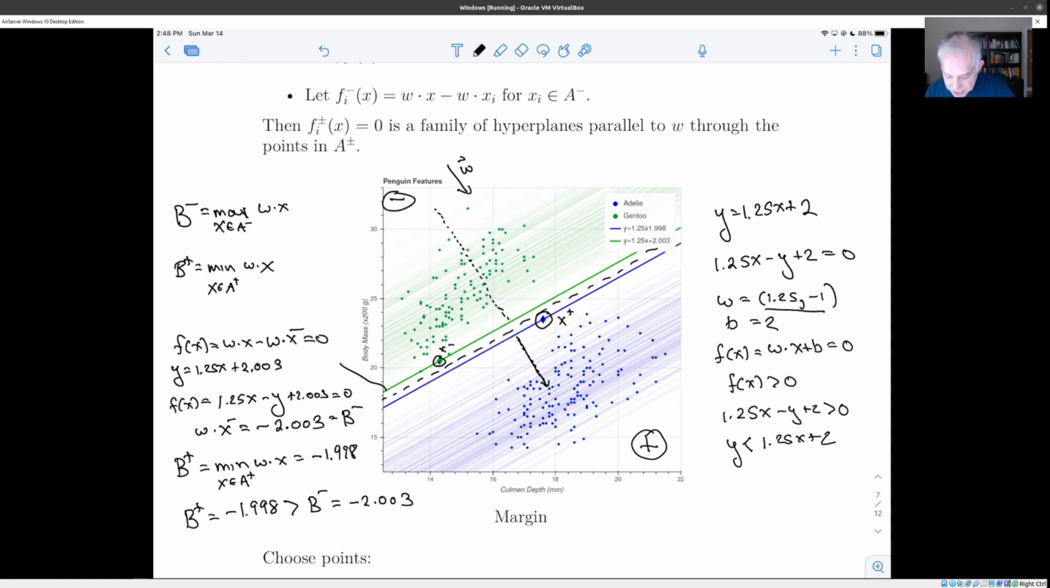And the other thing I just want to point out is that these points, which are the extreme points, are called support points. So x plus and x minus here, these are called support points. And these hyperplanes that pass through them are called supporting hyperplanes, the blue and green lines.